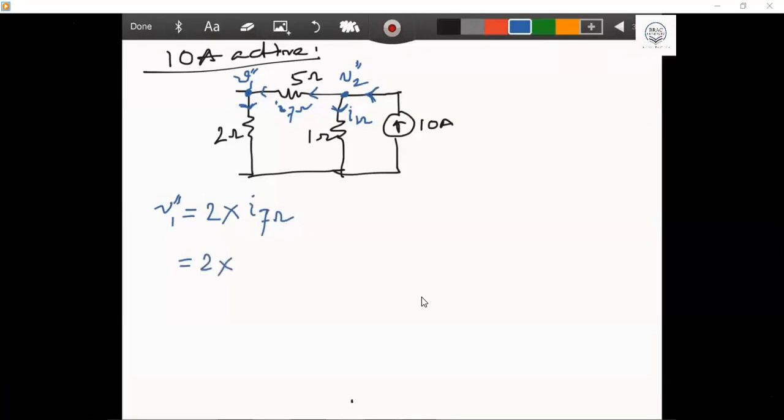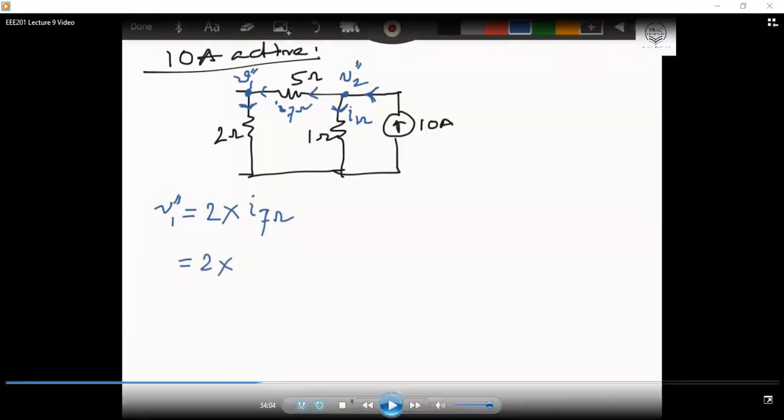7 by 8 into 10. I'm sorry, coming back. 7 by 8 into 10. Good. Now the current division rule. Remember the current division rule I have shown you on the last page: total current divided by the summation of the two resistances R1 and R2.